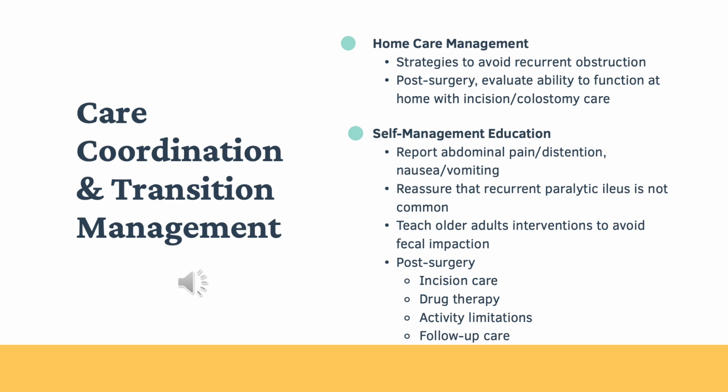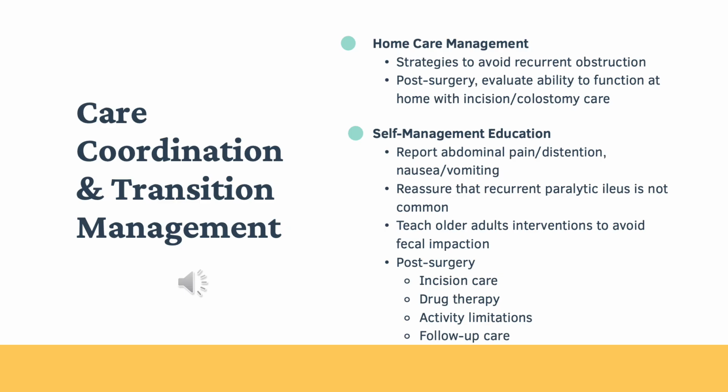For older adults, specific interventions can help prevent fecal impactions, including incorporating a high-fiber diet, which includes foods like raw vegetables, raw fruits, and whole grains. Adequate fluid intake, especially water, is also going to be essential, as well as regular exercise, such as daily walking, so that we can promote that intestinal motility.